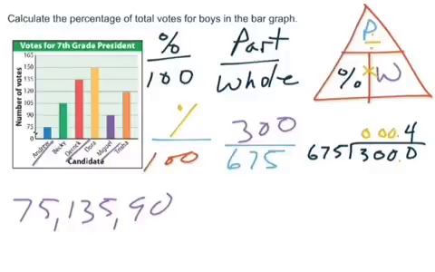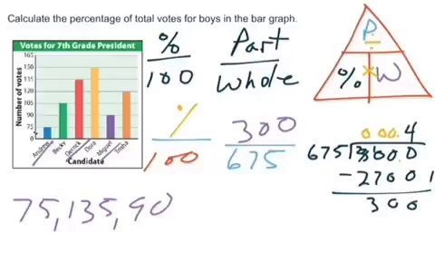675 times 4 is 2,700. So when we subtract, borrow here, 10 is going to give me 300. And then I bring down another one to get 3,000. But again, it's going to go in 4. I'm going to kind of get this repeating 4.